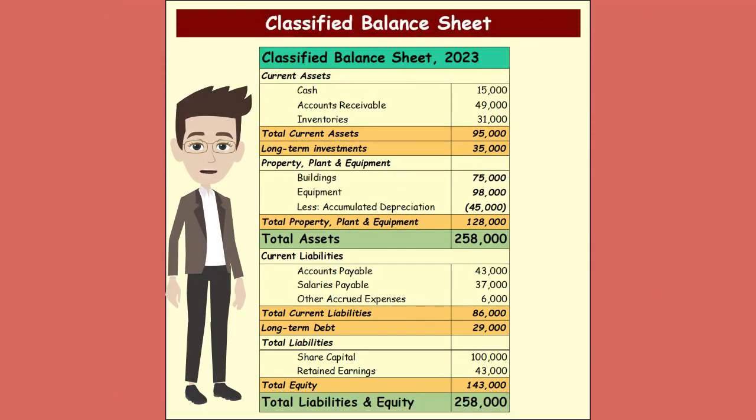Current liabilities, including accounts payable, salaries payable, and other accrued expenses, total to $86,000. Long-term debt is $29,000. Total equity, combining share capital and retained earnings, amounts to $143,000. The balance between assets, liabilities, and equity highlights the financial structure of the company.